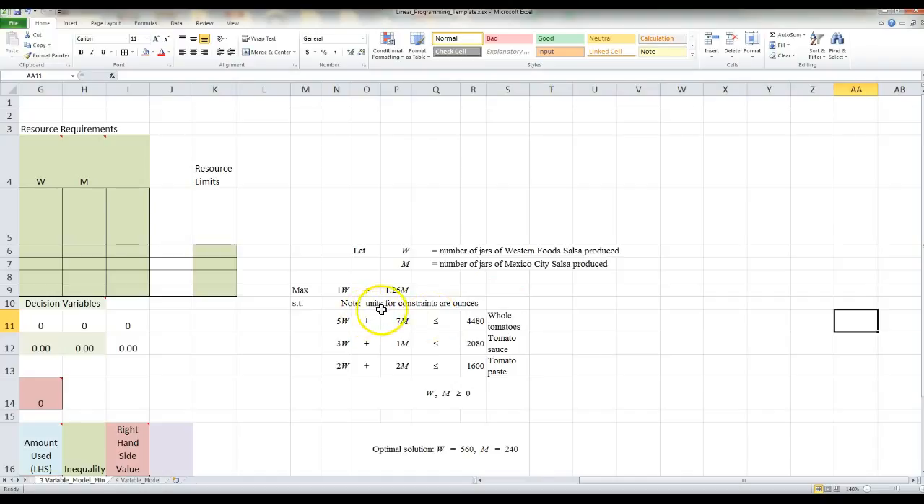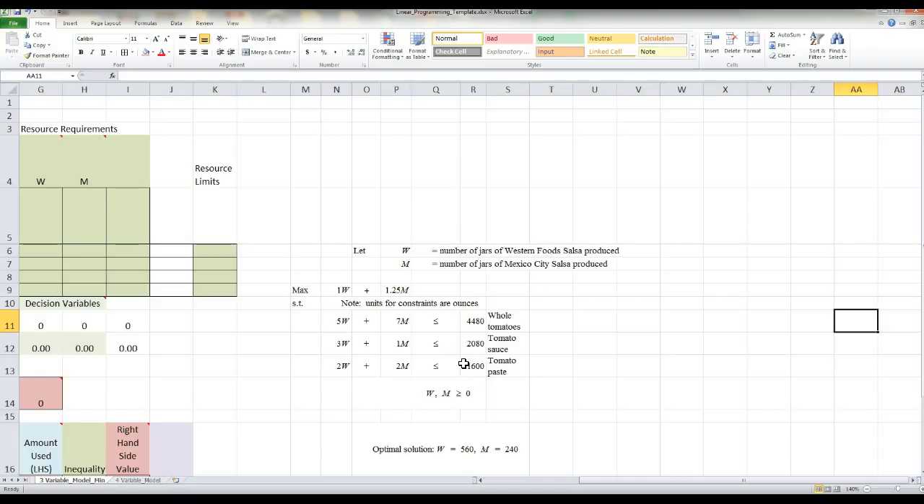And we're also told that the units or the constraints are in ounces. And during the course of the problem, they also tell us that they have a limited amount of ingredients for these two types of salsa. They've got whole tomatoes, tomato sauce, and tomato paste. And we have 4,480 ounces of whole tomatoes. We have 2,080 ounces of tomato sauce. And we have 1,600 ounces of tomato paste.